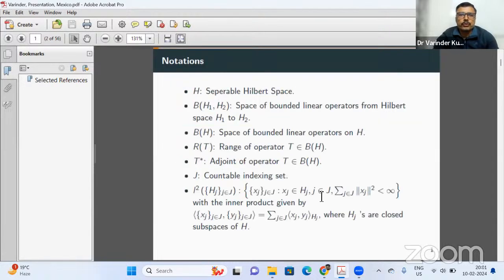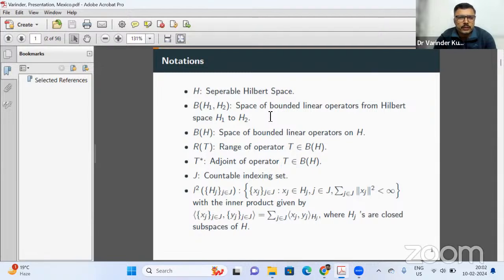First of all, I'm going to give some notations that we'll be using throughout, so that you will know what basic notations are being used. H will be used to denote a separable Hilbert space. B(H1, H2) denotes the space of bounded linear operators from Hilbert spaces H1 to H2. B(H) is the space of all bounded linear operators on H. R(T) is the range of operator T, and T star is the adjoint.